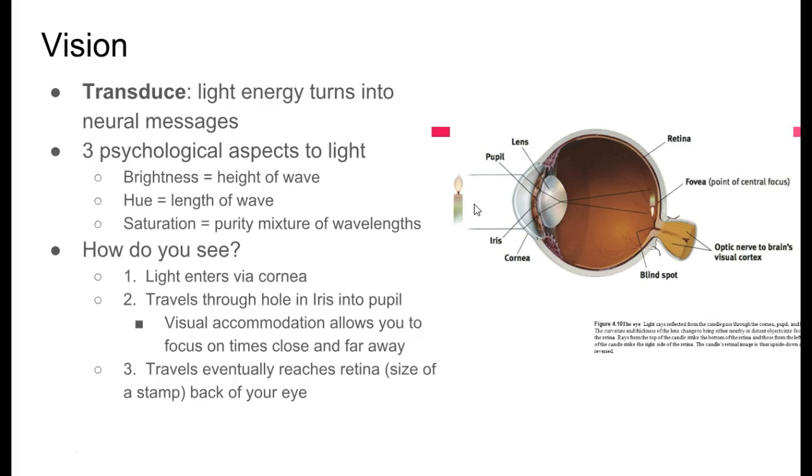What happens is the item that you see then travels through the lens. It actually gets flipped upside down and gets projected on the back of the eye, which is called the retina.